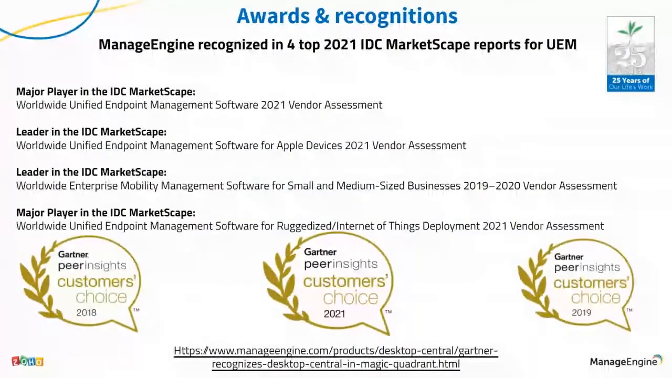Let me talk about a few of the awards that Desktop Central has won. As you know, ManageEngine is recognized in the top four places in 2021 in IDC MarketScape. Not only that, Desktop Central especially has been reviewed in Gartner Peer Insights Customers' Choice, and it has been awarded for consecutive years. 2018, 2019, and 2020, there was a different category, and that's why it's not there. But again, we're back in 2021 as well. So we've been consistently receiving the Customers' Choice award for our endpoint management line of products. So these are the different awards that we won.